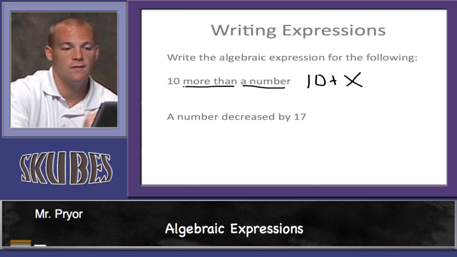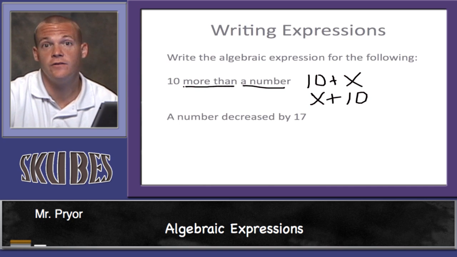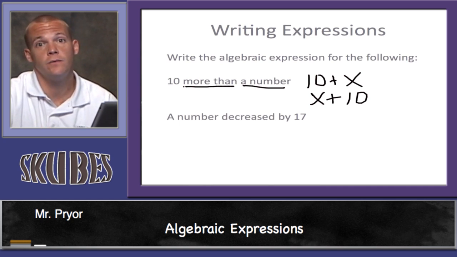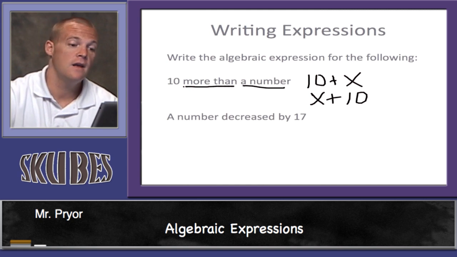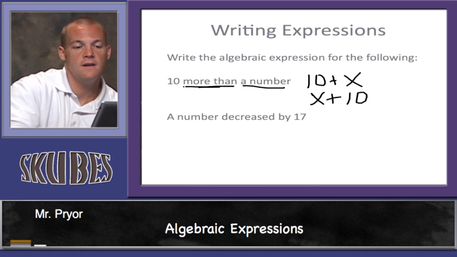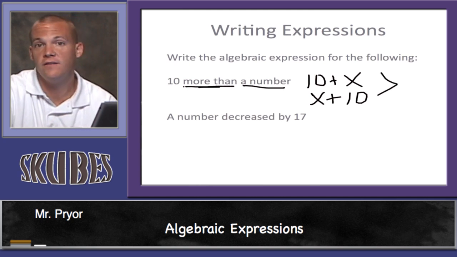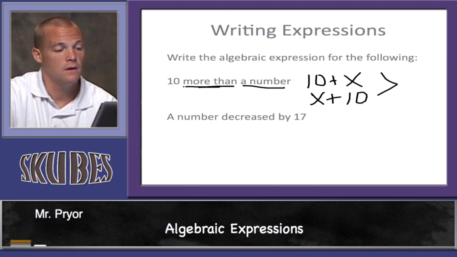So 10 plus x, or you could also write it as x plus 10. Now I would ask you typically here why you can write it two ways like this. And hopefully your answer would be because addition is commutative, which you will learn in another lesson. However, if you didn't know that, just know that when you use the words more than, you can see it written both ways, just like that. Any of these addition problems can be written those two ways. You just flip them back and forth.